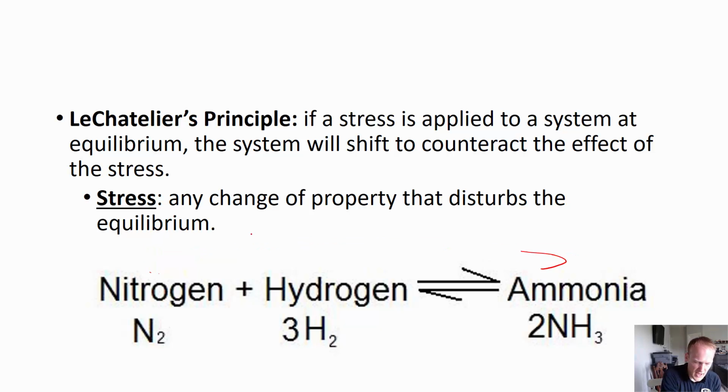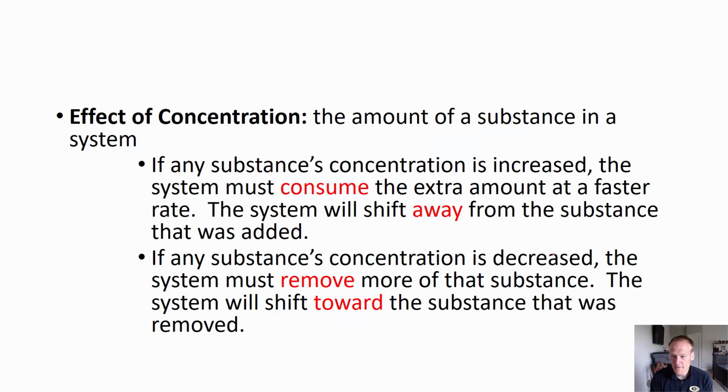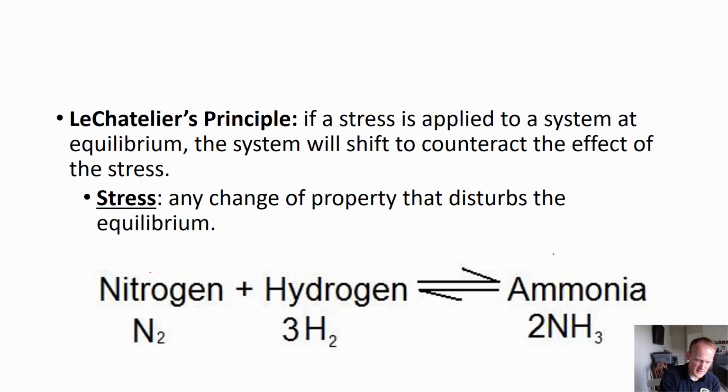We call that a shift right, because after I add this new substance, we're going to shift to the right side of the reaction. If I remove a reactant, then it will shift toward that substance. So if I remove N2, it'll shift this way to fill this hole.